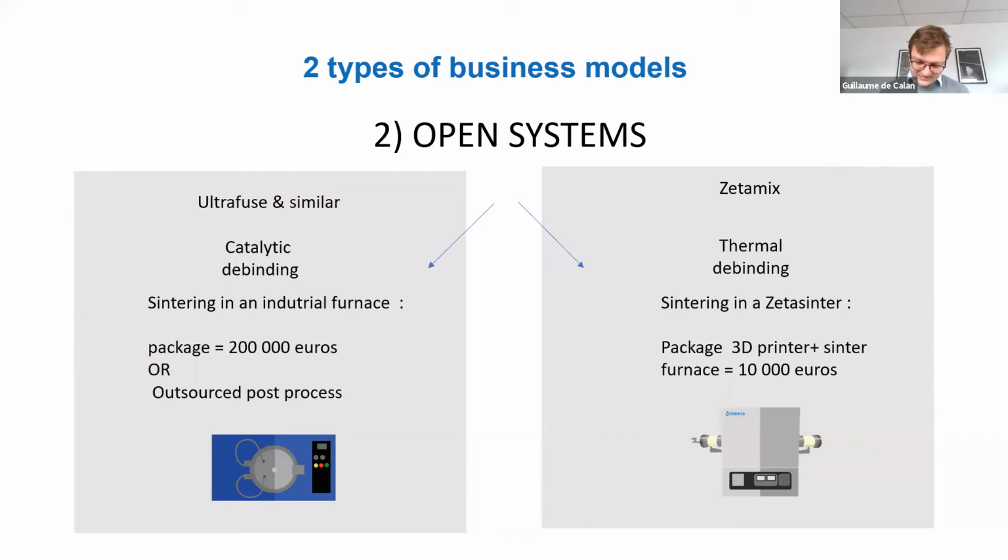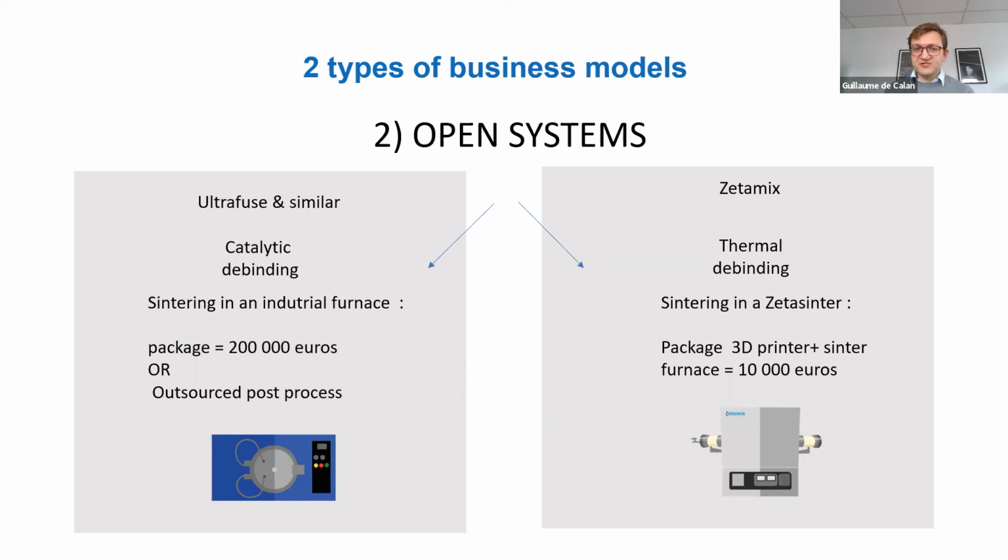There's a small difference here between several filaments. On one side, filaments which are, let's say, mainly dedicated for outsourcing the post-process. And here the leader is BASF with Ultrafuse. And a few filaments, and we consider that Nanui with Zetamix is the leader on that part, where we aim at putting the whole process at the customer. What's the big difference between those two filaments? To make it simple, Ultrafuse on one side and Zetamix on the other side, it's the way you debind the material.